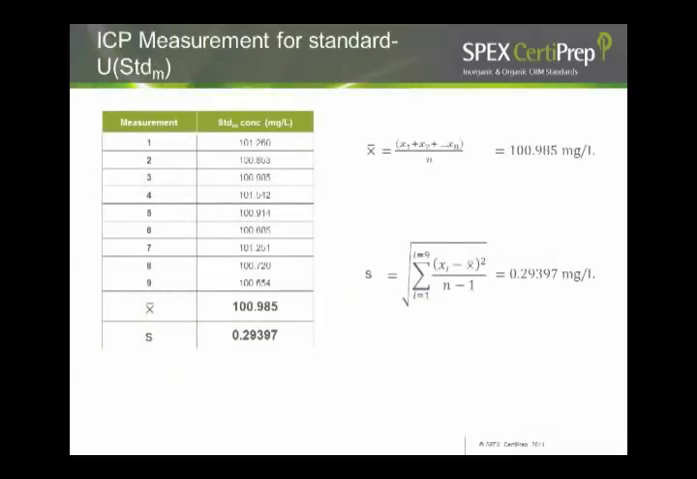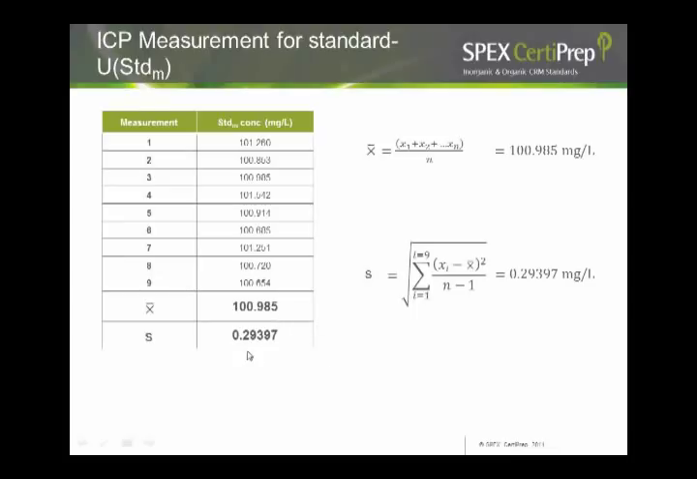Now, putting it all together, the uncertainty component from balance, from the flask, and SRM certification, putting it all together, you got a total value of 1.1816 × 10^-6.